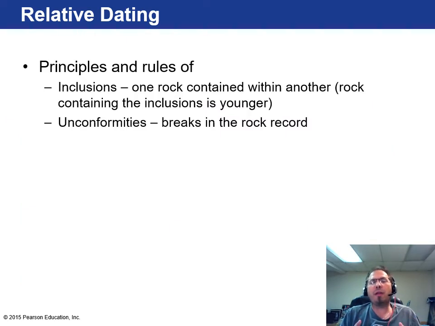Now, the other things that we can use to help relative date are things like inclusions and what are called unconformities. What inclusions are is when you have one rock contained inside of another rock. The rock containing the inclusions is younger. I'll show you examples of these. And then you have what are called unconformities, which are breaks in the rock record. That's usually caused by erosion taking place instead of deposition. So you have all of the rock being washed away and none of it coming back in.